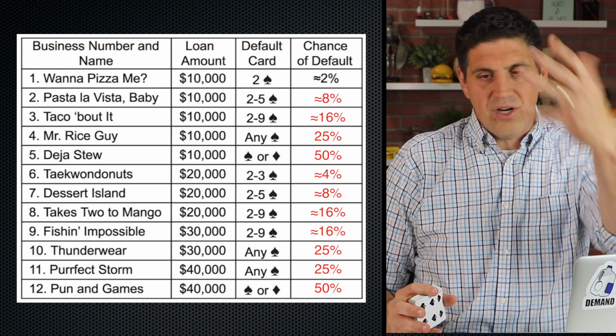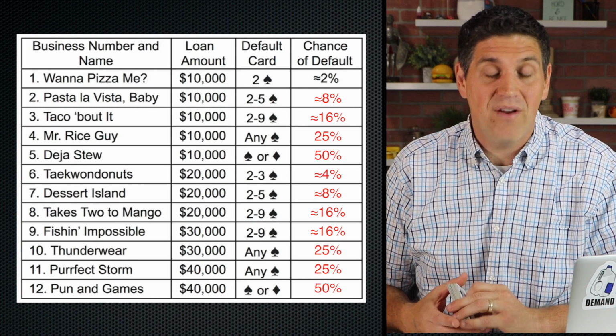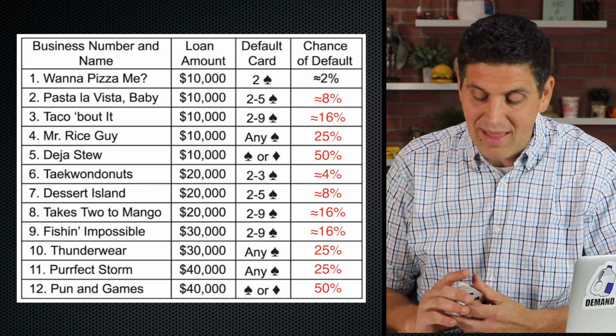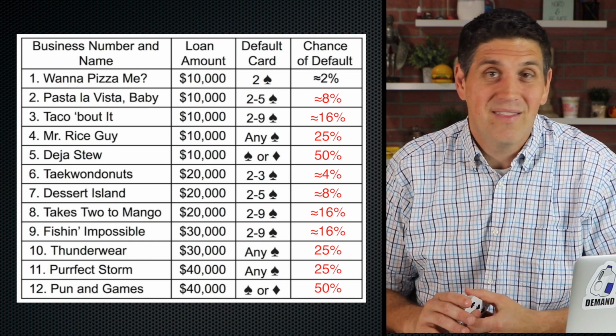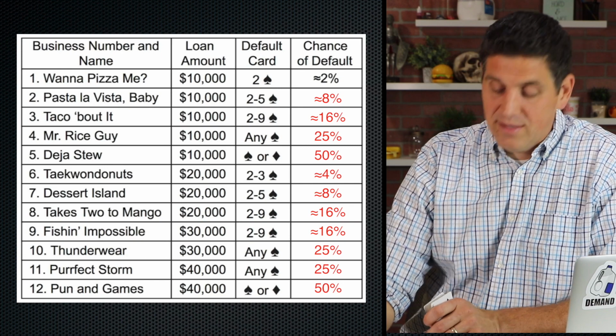And students understand intuitively the idea that, okay, 2 of spades, it's a very small chance. However, a spade and a diamond for business 12, Pun and Games, that's a 50% chance that you're going to default on that loan. Side note, it's actually really easy to calculate this with your students.